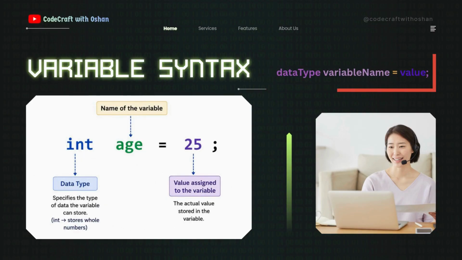In Java, every variable follows the same simple pattern. First the data type, then the name, then an equal sign, and then the value. This is the pattern you will see every time you create a variable.